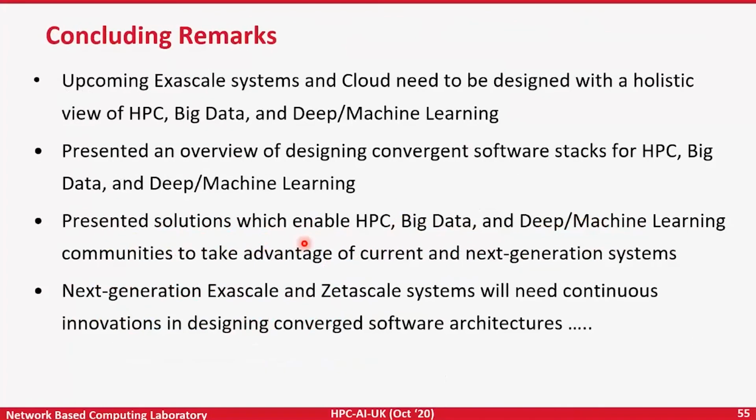So with this, let me conclude my talk here. As I started the talk, and we are also hearing even in this event, the upcoming exascale systems and cloud need to be designed with a holistic view of not only the traditional HPC, but the big data and also deep learning and machine learning. I presented some of these overviews here, some of the solutions. And as we head into exascale and zettascale systems, we need to have this kind of continuous innovation in designing the converged software architecture so that using a few software stacks, people should be able to take advantage of all these different domains, and that will lead to very high productivity and it will benefit the science.